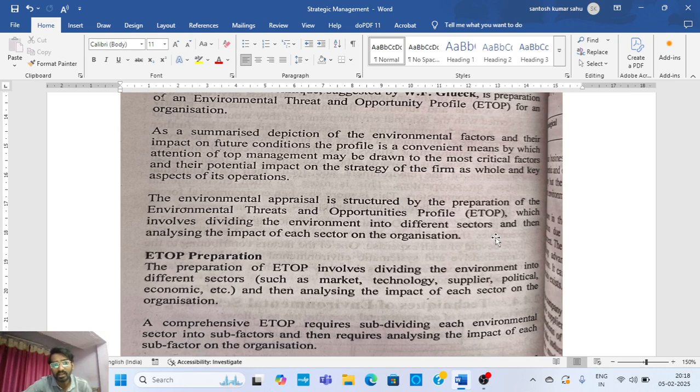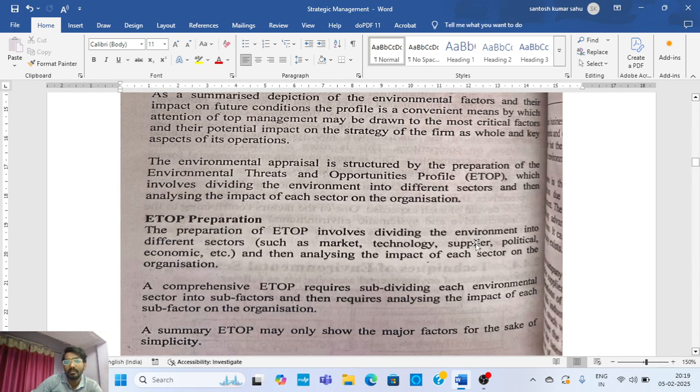So ETOP, the environmental threat and opportunity profile, which involves what? Dividing the environment into different sectors, okay, and then analyzing the impact of each sector on the organization, right. ये पहले आपका segmentation जो है वो पहले कर लेगा environment के different different sector wise, then उसको analysis करेगा. So basically it's about differentiating, then it will be applicable to each and every sector.